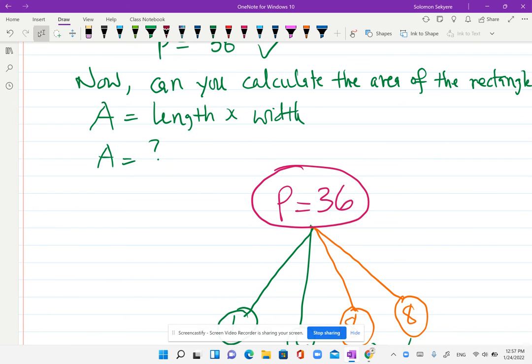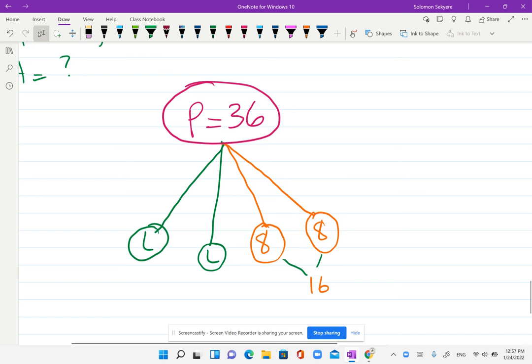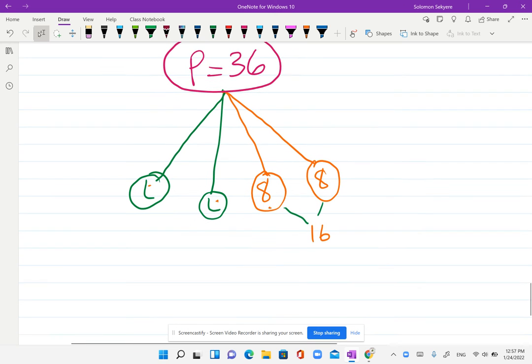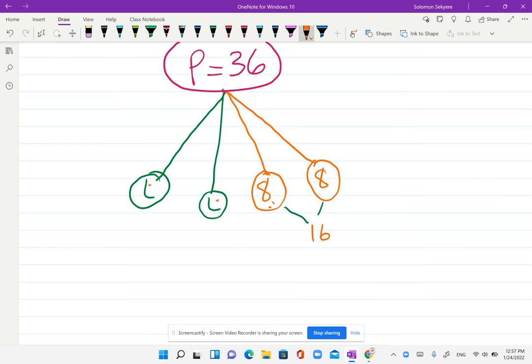Okay, so it's the same thing that I did with this figure here. You remember in the previous video, I said the perimeter is the head and the legs, the rectangle has got 4 legs, the length, the width. Okay, and then we say the two widths together is 16. So we said this length plus this length here plus the 16 is the 36.